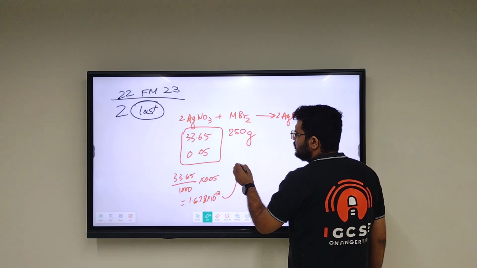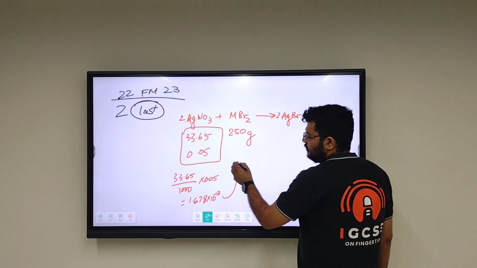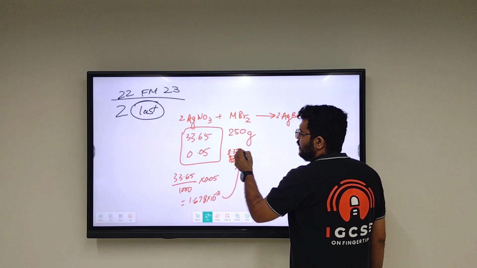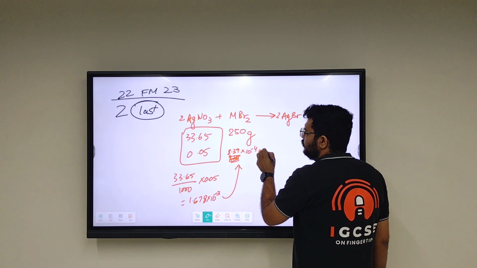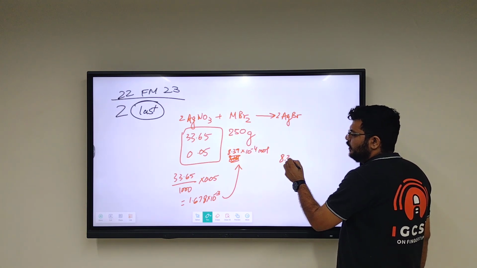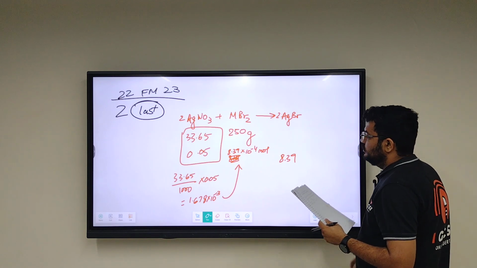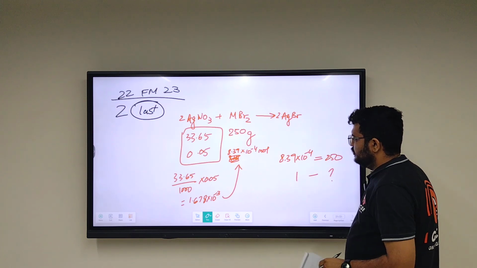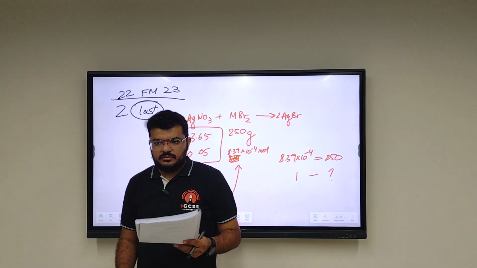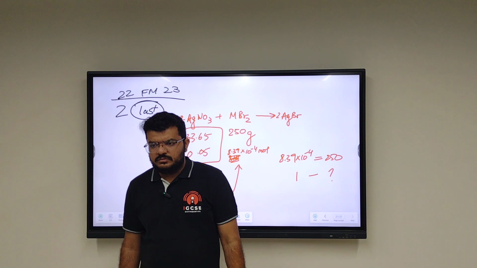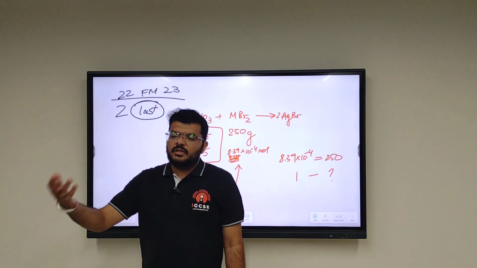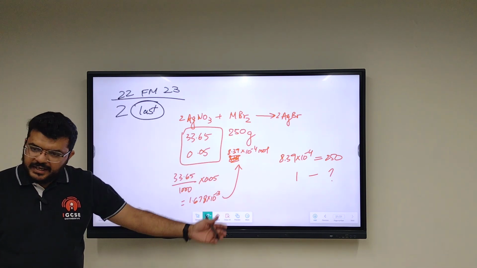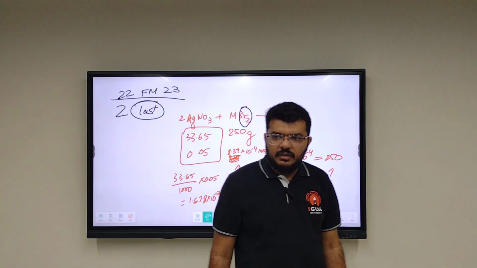This means, how much is this? Its half, which is 8.39 into 10 raised to minus 4, rounding off. Now, can you say that 8.39 into 10 to the power minus 4 moles is equal to 250 grams of X? So 1 mole is how much? That's not really necessary. So this is how we'll get the Mr. We'll get the Mr. This is very nice.